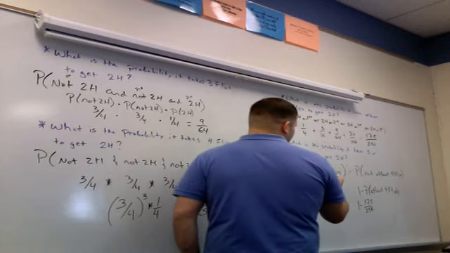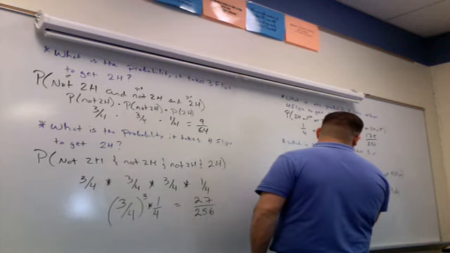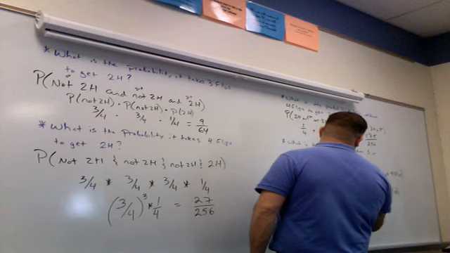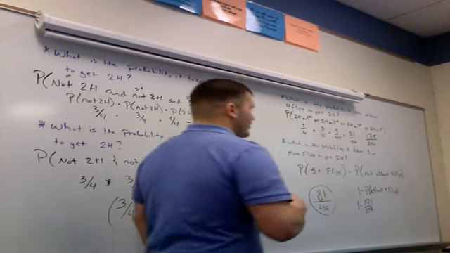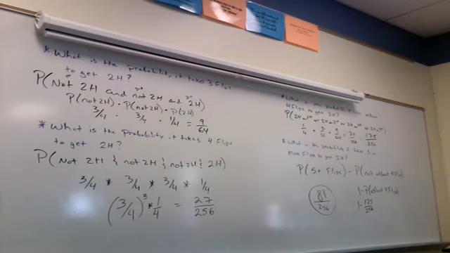Trey, you get it? Yeah. What is it? Oh no, I said it. Okay. It is 81 over 256. So the probability it takes 5 flips or more is 81 over 256. All right, does that make sense?